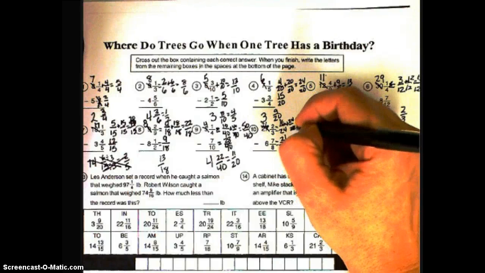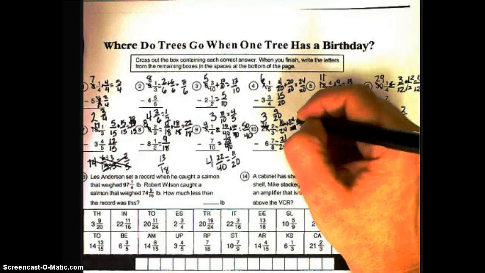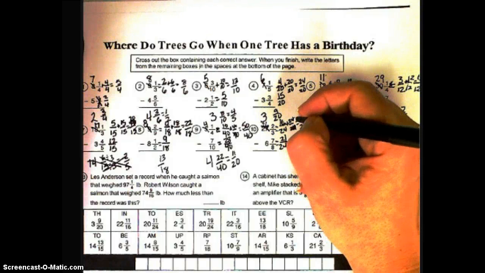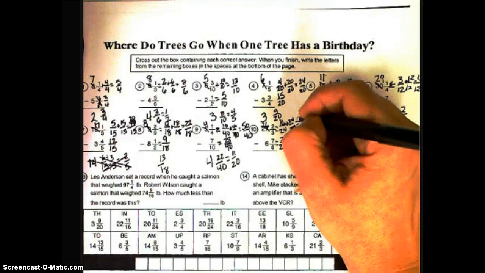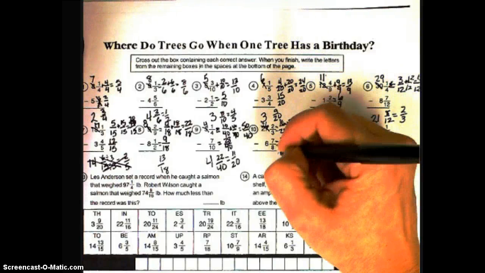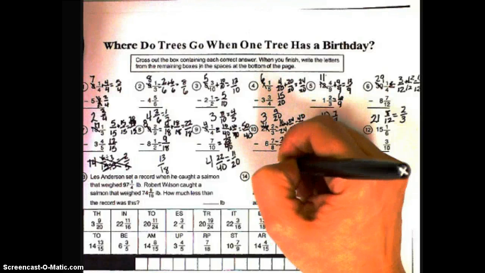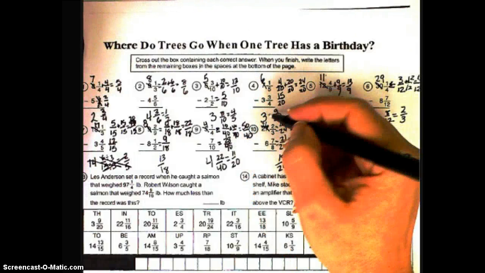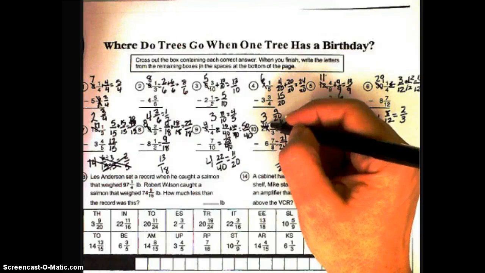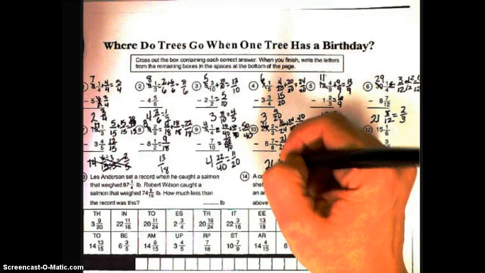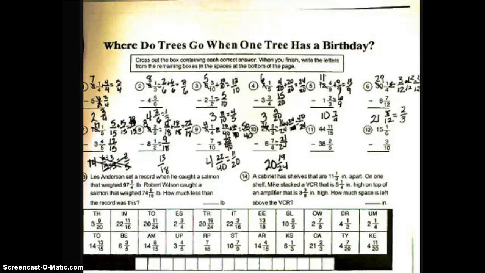We get our common denominator of 24, but 24 plus 16 is going to equal 40, and 40 minus 21 is going to equal 19. Keep our common denominator of 24, and now we can subtract our whole number. We've got 26 minus 6, so we get 20, and 19/24 on that one.